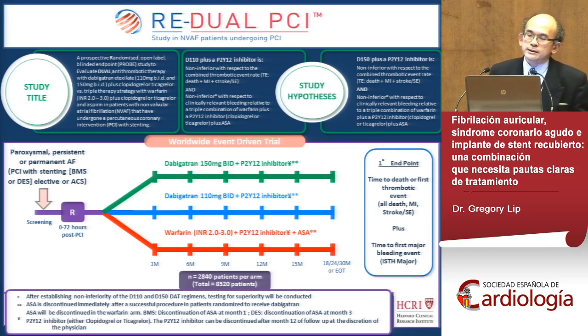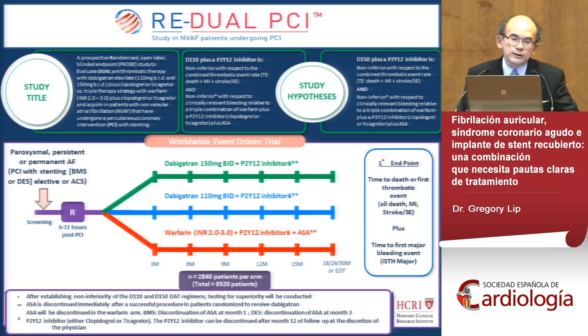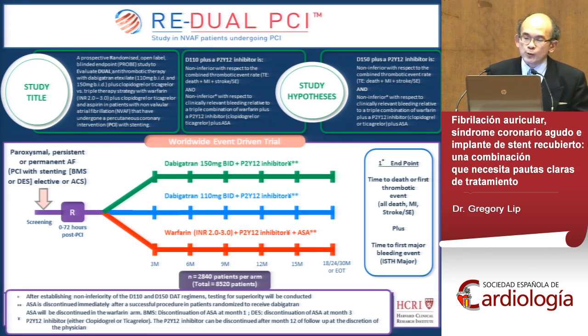The RE-DUAL trial is more powered for some of the thrombotic primary endpoints, efficacy endpoints, and these are patients randomized to dabigatran 150, dabigatran 110, or warfarin, in association with antiplatelet therapy. So the warfarin arm is the traditional warfarin plus antiplatelet therapy strategy. The two dabigatran arms are more in keeping with the WOEST-type anticoagulant plus clopidogrel, and depending on the investigator, ticagrelor as well, in the setting of preventing hard outcomes, thrombotic events, death, myocardial infarction, and stroke, and also looking at the risk of major bleeding.